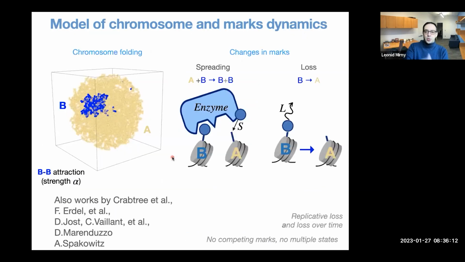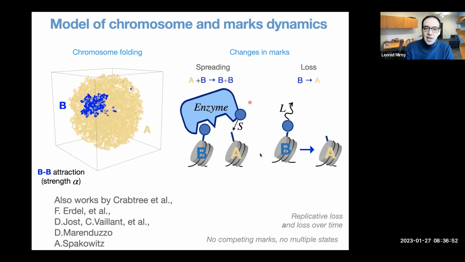So to explore mechanisms that can maintain such memory, we need to set up a model. We set up what we believe is a rather simple model. It essentially has a polymer of chromatin confined within some volume. The chromatin itself has A and B monomers, and B monomers attract each other. That leads to formation of a denser and spatially segregated heterochromatic compartment. So that's something that we and others have done before.